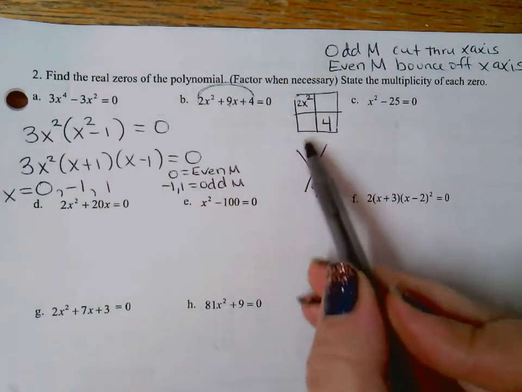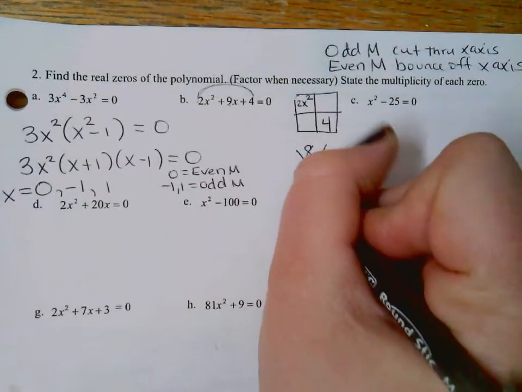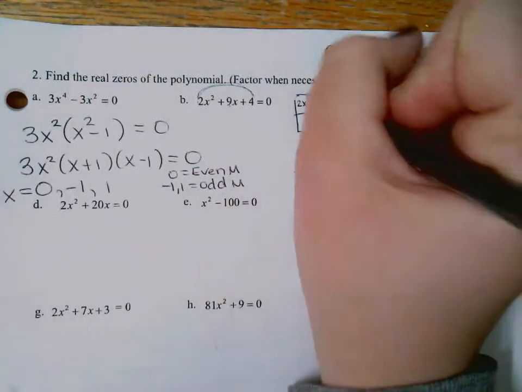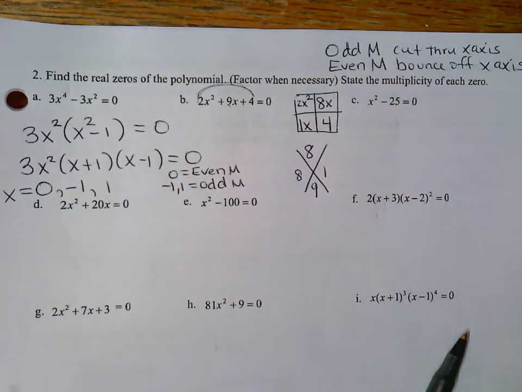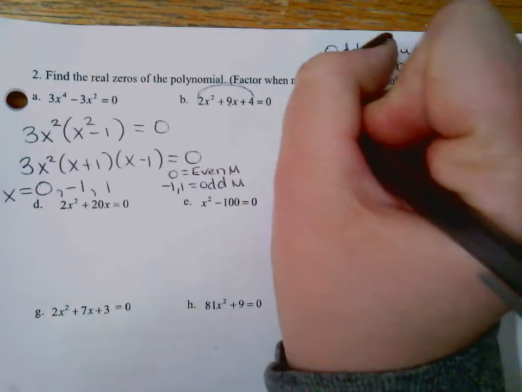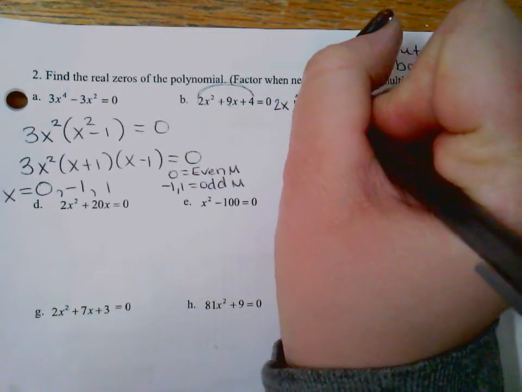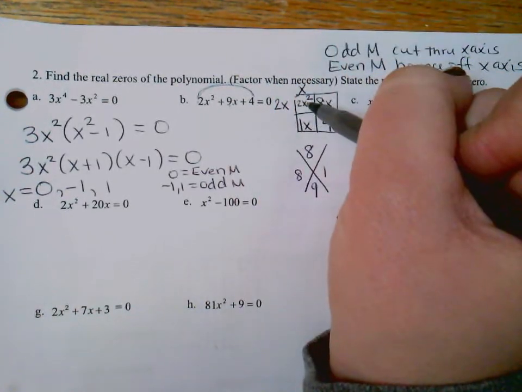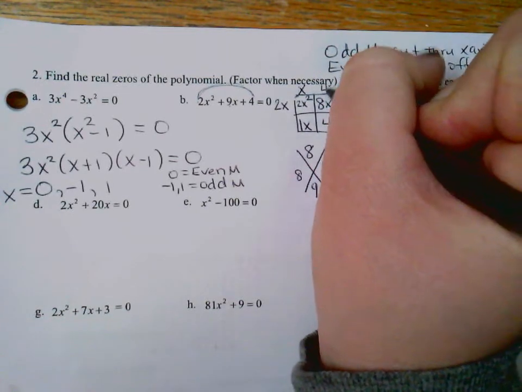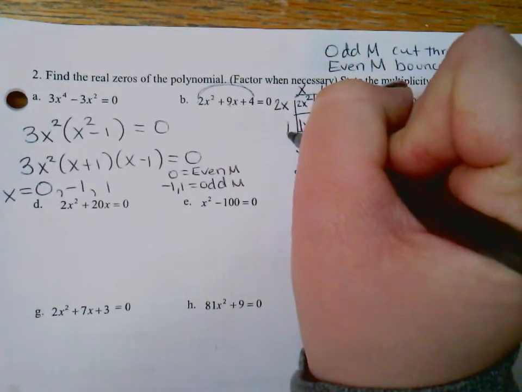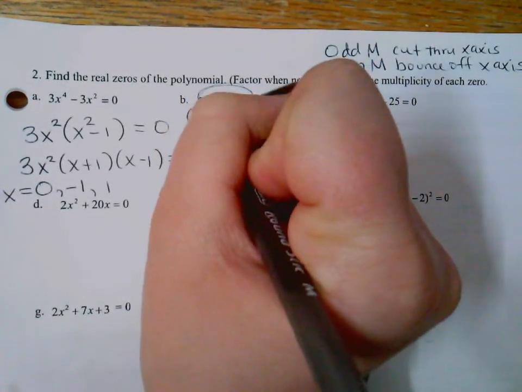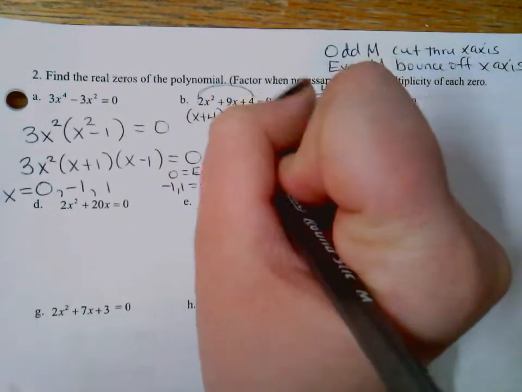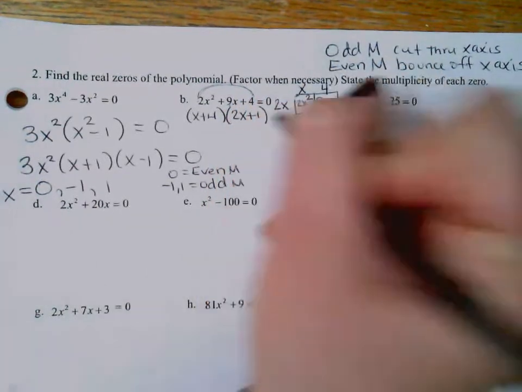What are the factors of 8 that add up to 9? 8 times 1. So 8x and 1x go in your box. And I think that's the hardest part, is just the box. Now filling out the box is easy. This would be 2x times x is 2x squared. 2x times 4 is 8x. 4 times 1 is 4. So my final factors would be x plus 4 times 2x plus 1.